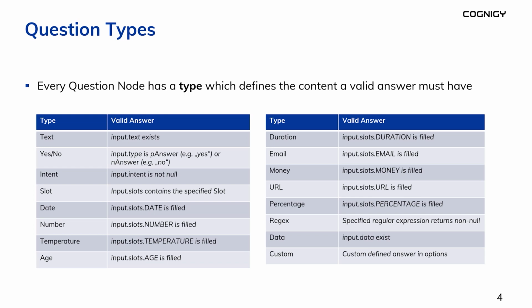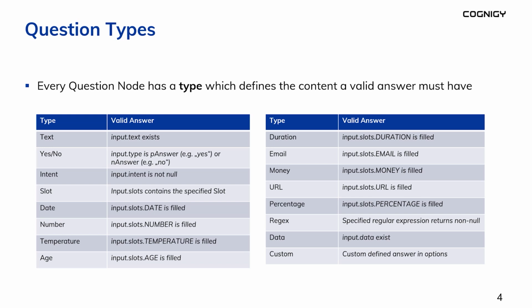And then we have a regex question type where you can specify a regular expression, and only if that is matched, the flow continues. We have a data question type, which is pretty much equivalent to the text question type, waiting for an input.data event. So did something come in input.data? And then we have the custom question type, and we're going to be talking about that one a little bit later.